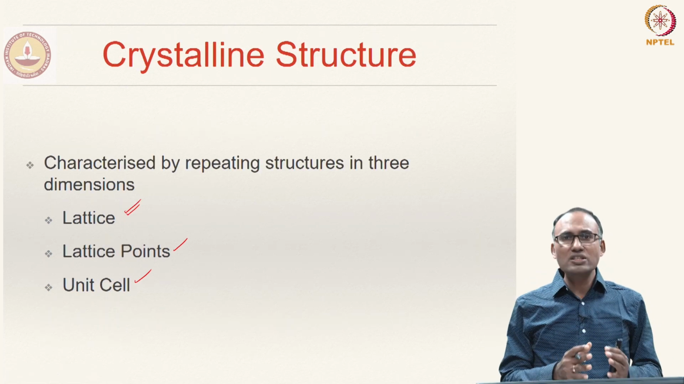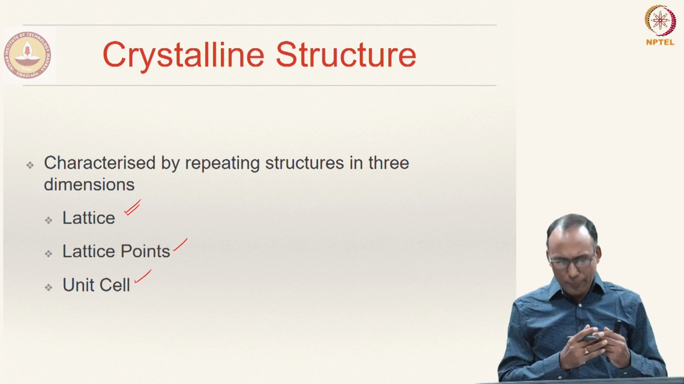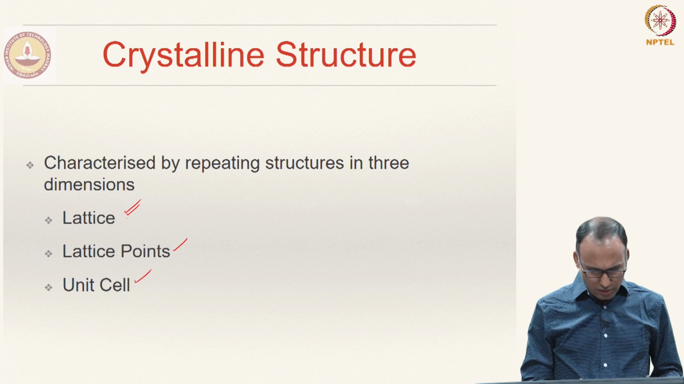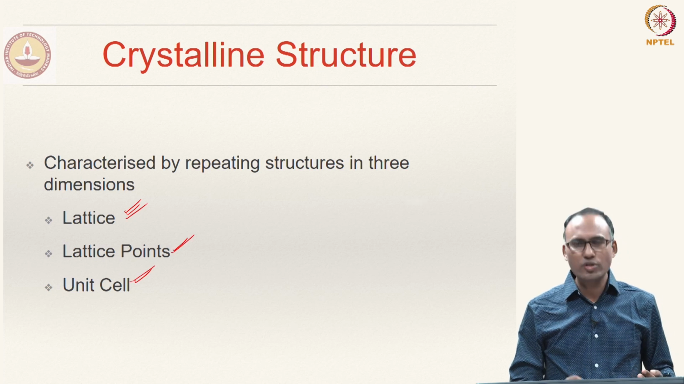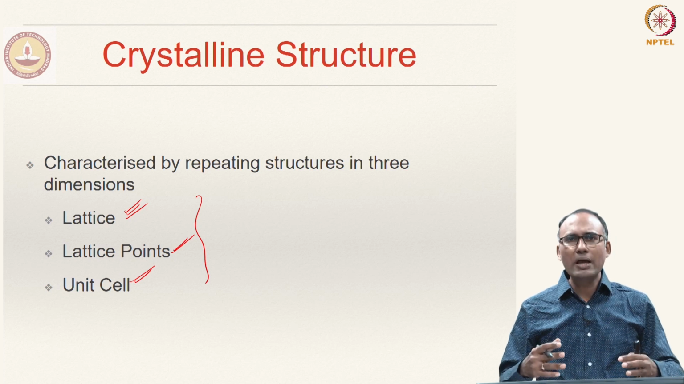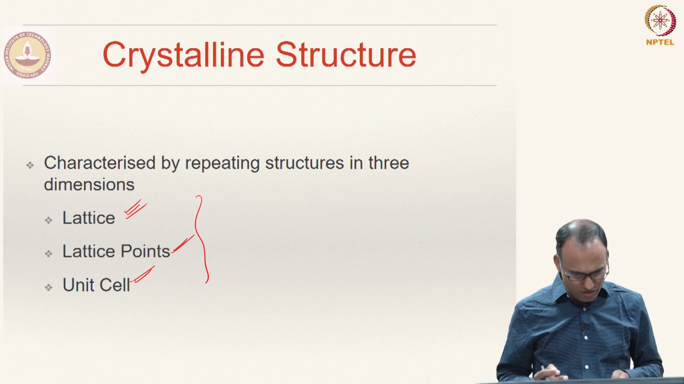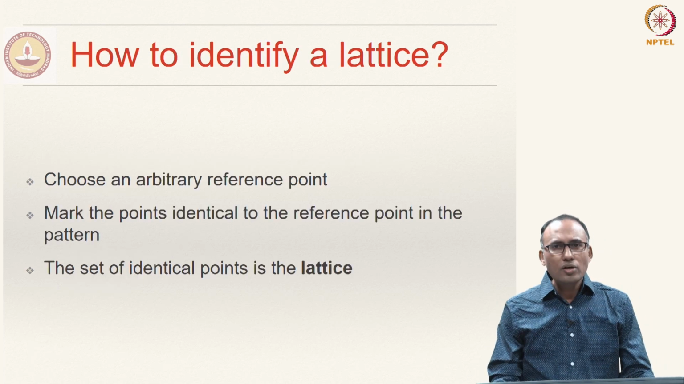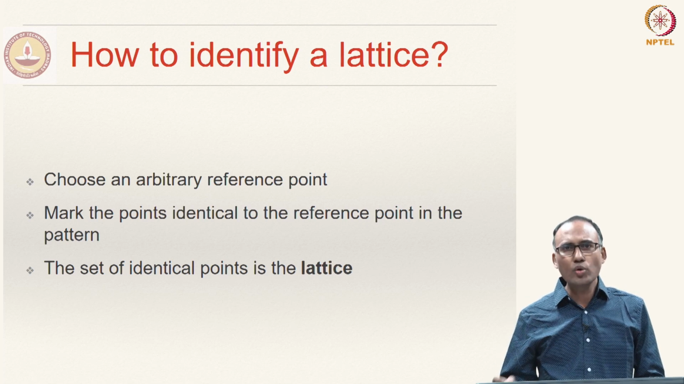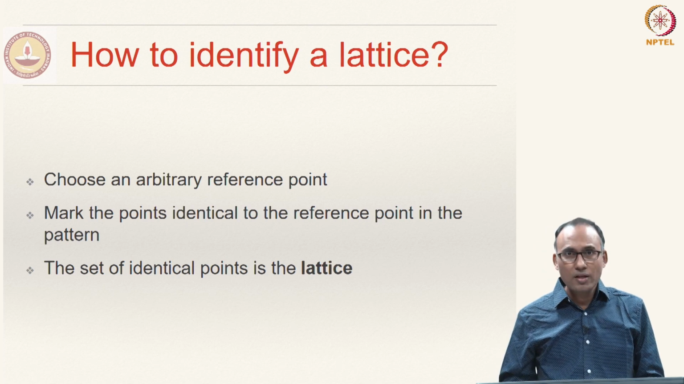We have discussed this long range order, but how do we characterize this long range order, or the repeating structures in 3D? They are characterized by the concepts called lattice, lattice points, and unit cell. We should understand these three concepts in order to characterize the repeating structures in 3 dimensions. And then the question is, how do we identify a lattice of a crystal structure? What do we mean by lattice in the first place?